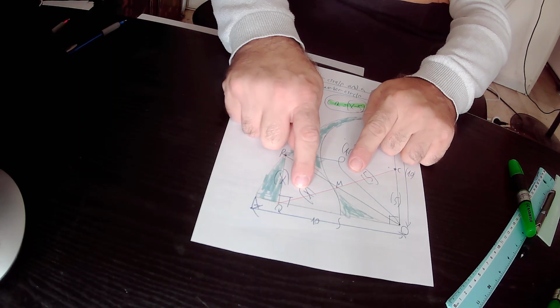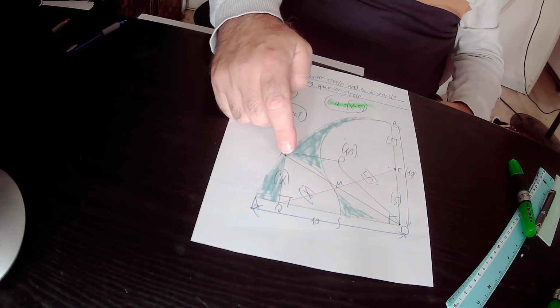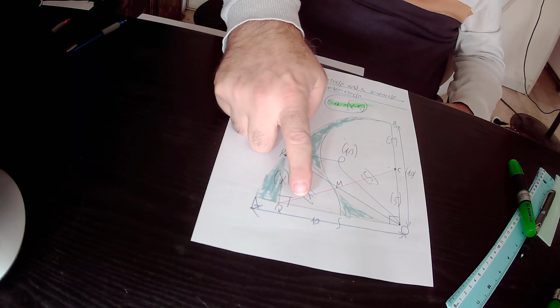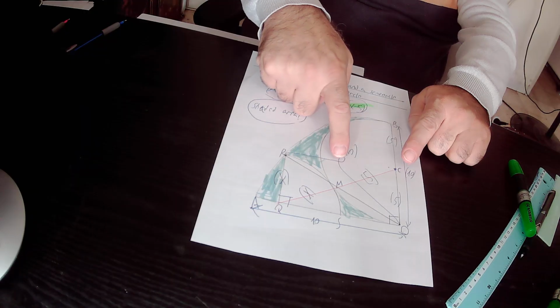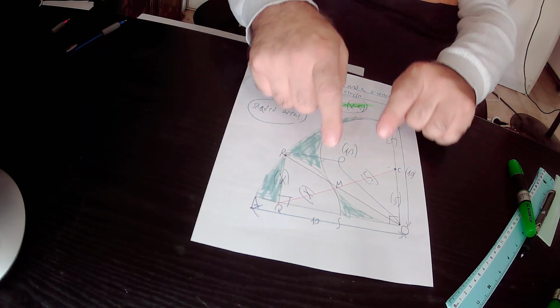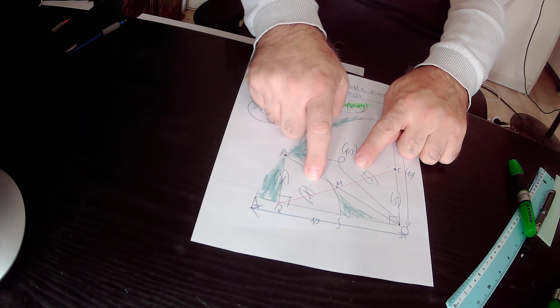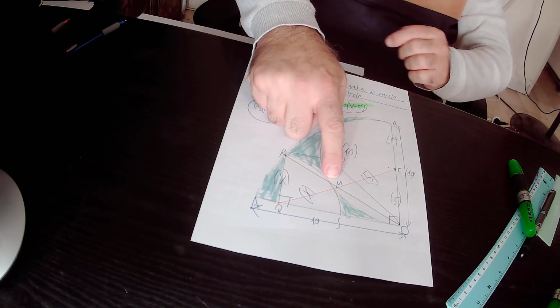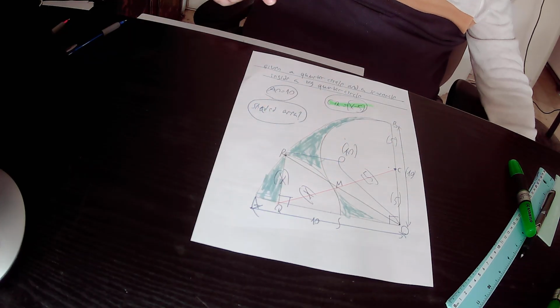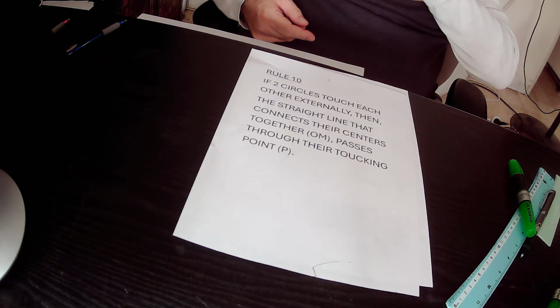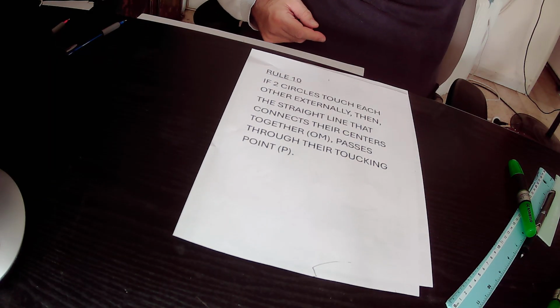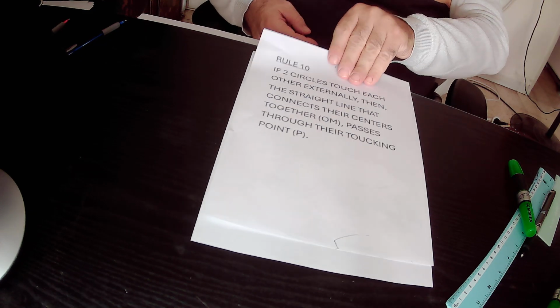Those two shapes, that is to say, the small quarter circle PQS and this semicircle, touch each other externally at point M. So those two shapes touch externally at point M, and therefore we can implement rule 10. According to rule 10, if two circles touch each other externally, then the straight line that connects the centers together passes through their touching point.